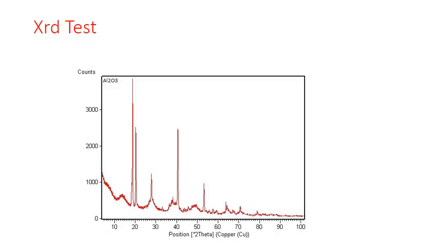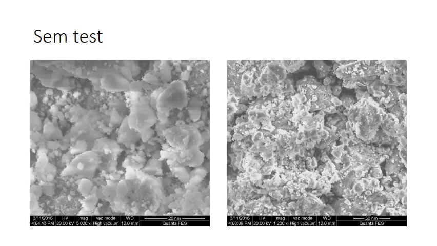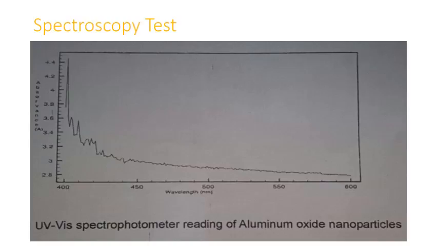This is the study test we have got. The result, as you can see, is compared with copper particles, and we have found that it is aluminum. And this is the result of the same test, and as you can see here, it is showing 20 nanometer and 50 nanometer. So the average particle size is 20 to 30 nanometer. This is the spectroscopy result, showing how the light is affecting the aluminum.